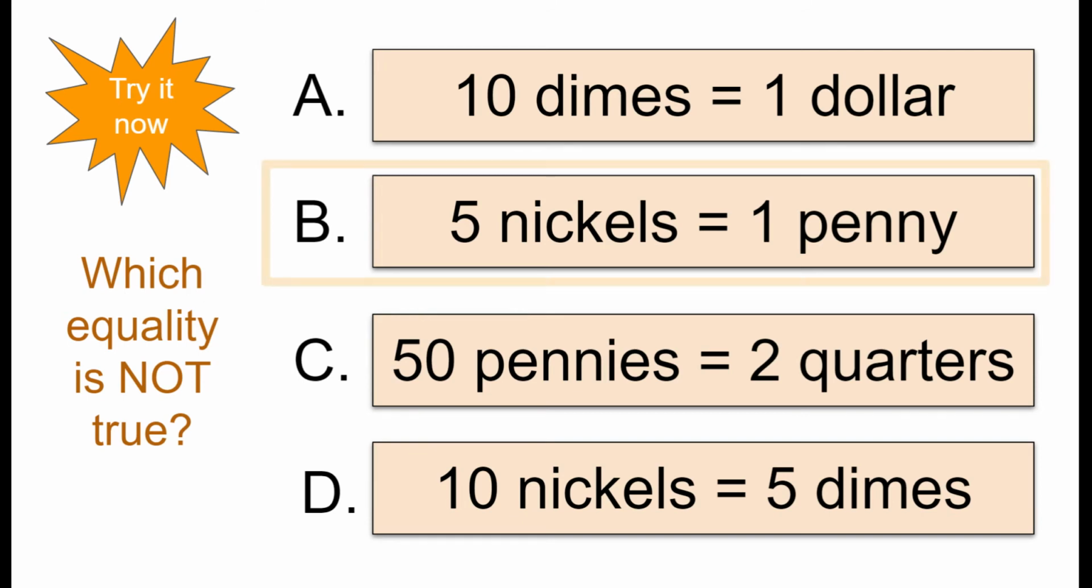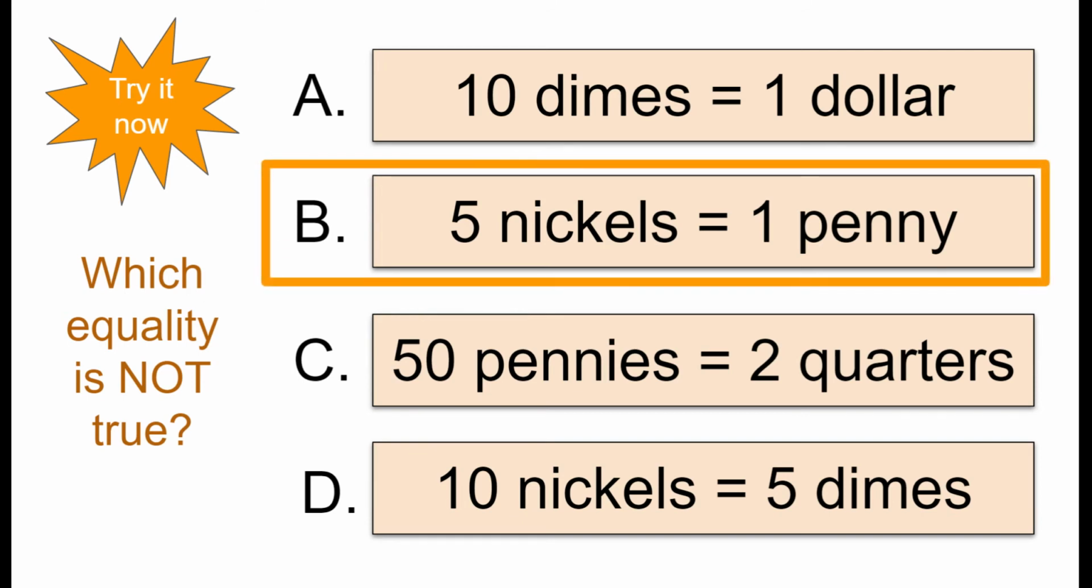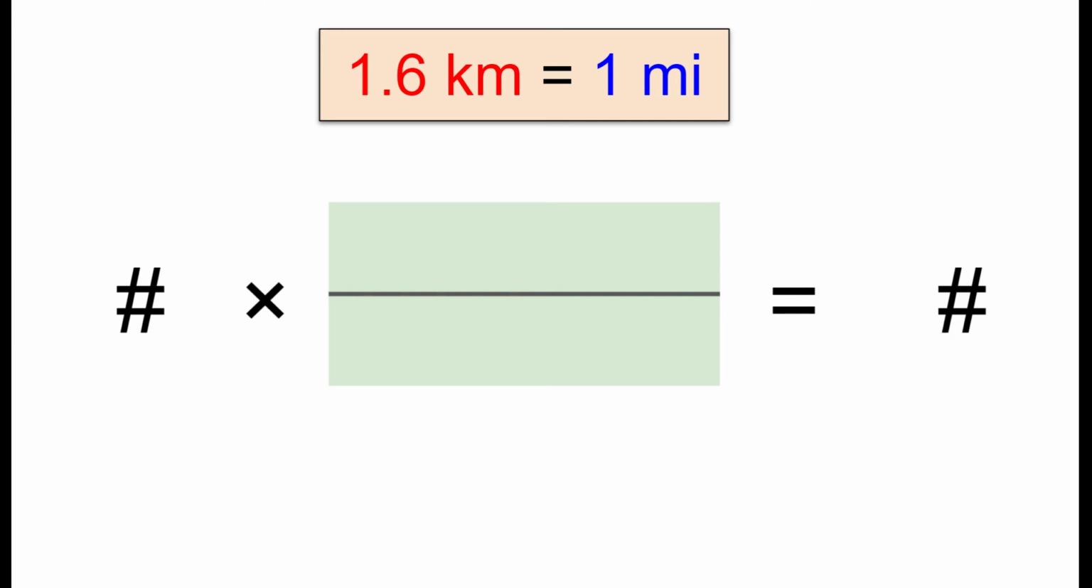5 nickels is not equal to 1 penny because 5 pennies is equal to 1 nickel. It's important that the correct number be matched with the correct word or unit. Otherwise, the equality does not make sense. If we use this untrue conversion factor, we would not be multiplying by 1 and we would not get the right answer. Let's go back to our mile and kilometer example from earlier.